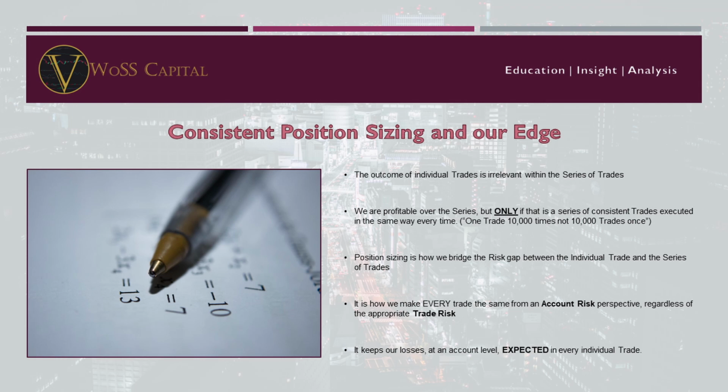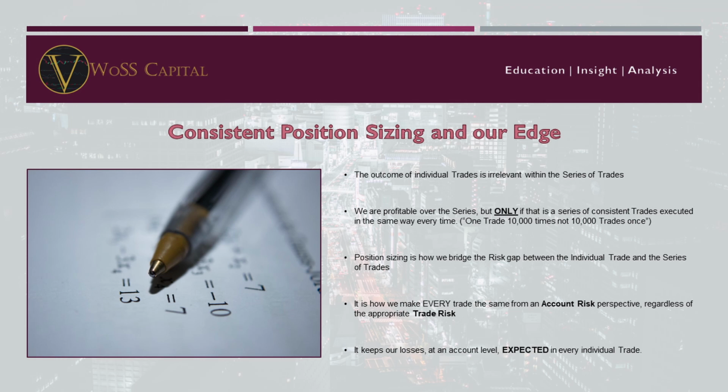And position sizing then is how we bridge the gap essentially between the individual trade and the series of trades. It's a bit of a difficult concept sometimes for people to get their head around, but as we spoke about in the last session, stop losses are individual to each trade in the sense that they're based on the technicals of that trade, and every trade will have different technicals. Not all charts are the same.